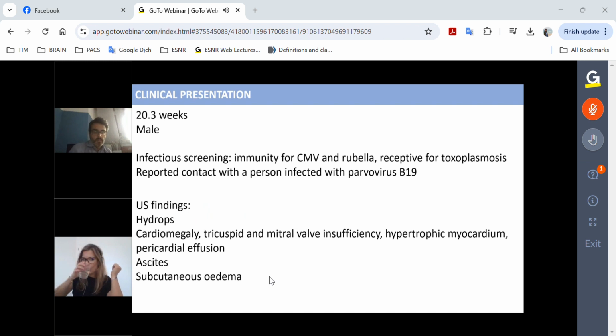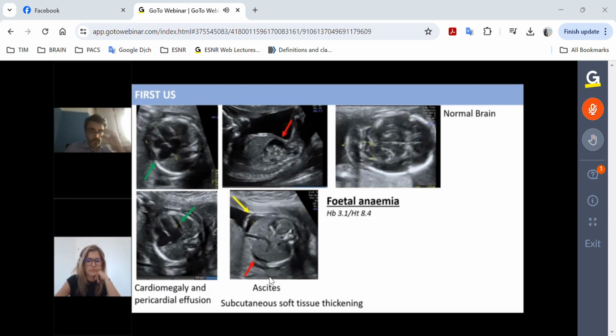So the third case is case D, and again, we start from the fetal life. We have a single fetus, at 20 plus 3 days of gestation. It's a male. The patient is referred to do an MRI because at ultrasound, the gynecologist found hydrops, cardiomegaly, ascites, and subcutaneous edema. These are the findings at ultrasound. In green, you can see the cardiomegaly and some fluid next to the heart. Then in red, you can see the fluid within the abdomen, and also in yellow. And then on the right, you can see the brain, which looks normal.